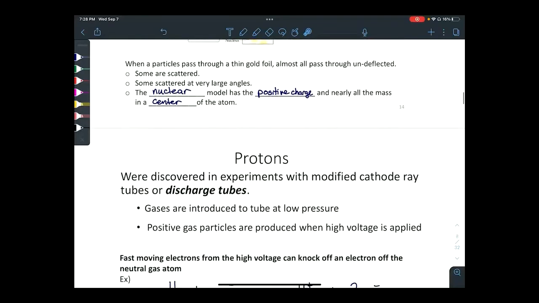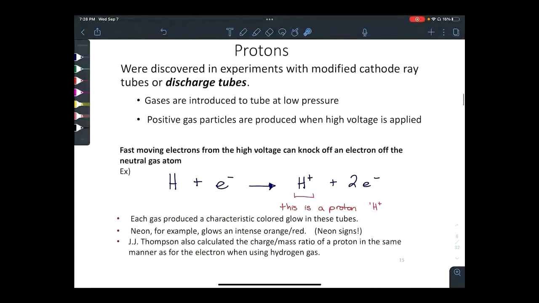So the next part of the story is the other subatomic particles. Electrons are negatively charged, protons are positively charged. This is not a fun story. Protons were discovered basically the exact same way as electrons. They used basically neon tubes. I think it was J.J. Thomson. Yes, J.J. Thomson. He took neon tubes.